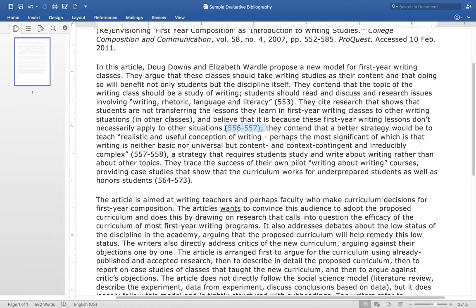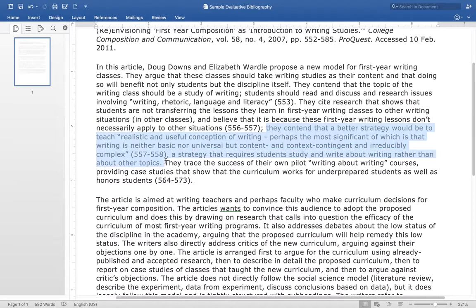Notice the page span here. This is telling you that that's where that summary is coming from. They contend that a better strategy would be to teach, quote, a realistic and useful conception of writing, perhaps the most significant of which is that writing is neither basic nor universal, but content and context contingent and irreducibly complex. Okay? So again, this is part of refining the argument.